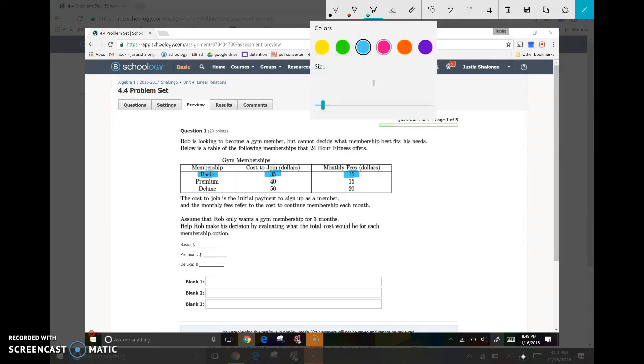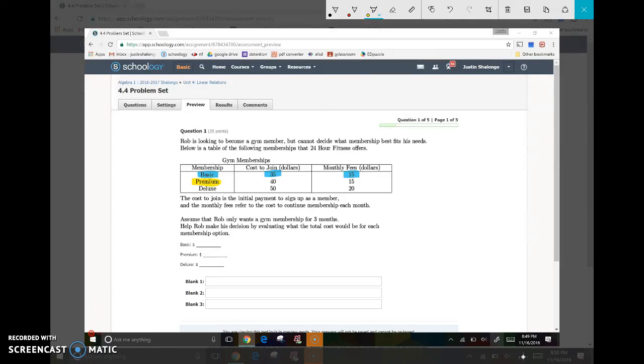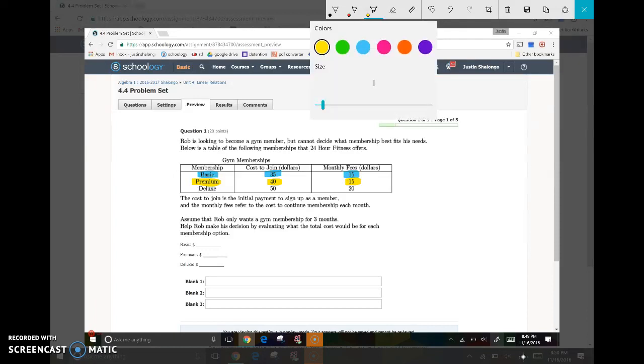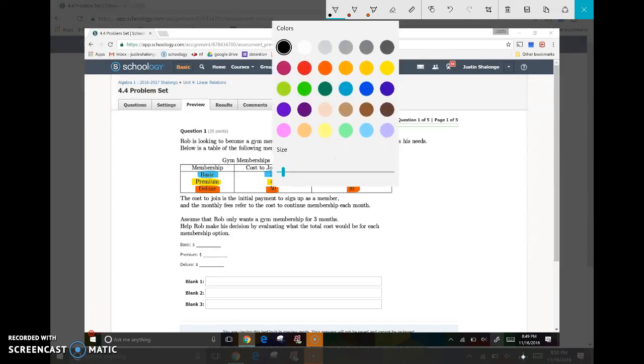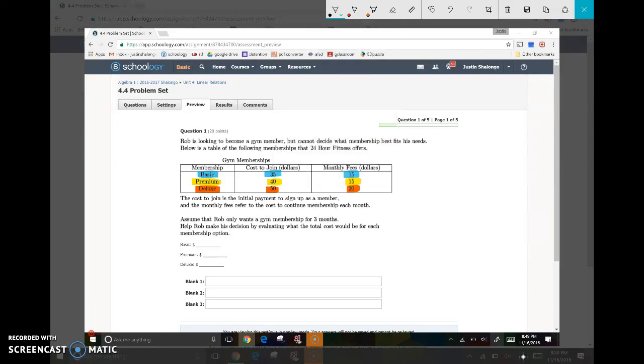The same is similar to the premium membership, except the cost to join here, just to sign up for the membership, is $40, and then to continue the membership is $15. And then the final membership, the deluxe, the cost to join is $50, and the monthly fee is $20. So maybe we're getting some additional perks with the deluxe because it's a little bit more expensive, right? So we've learned about these memberships before. But let's see what it's asking us now.